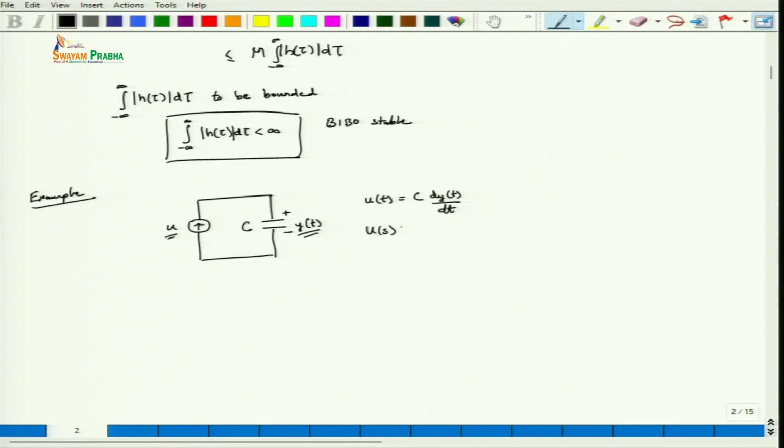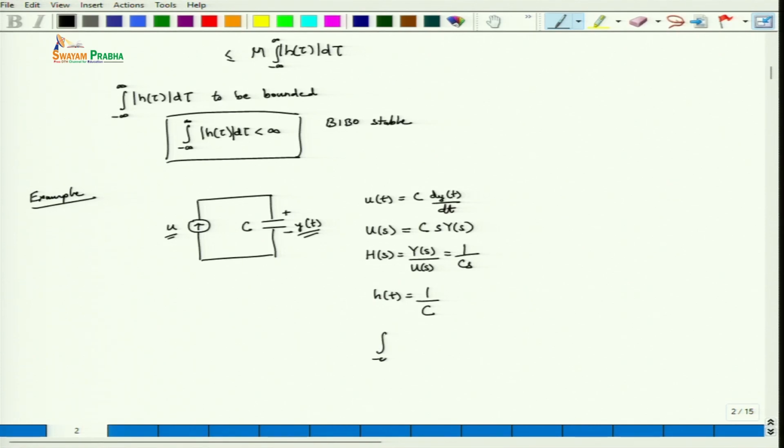So we can convert this to the Laplace domain, which comes out to be of this form. Based on this we get H(s) is basically Y(s) by U(s), so we can write 1 by Cs. Now the inverse Laplace transform of 1 by Cs is basically h(t) is equal to 1 by C. So this is our h(t).